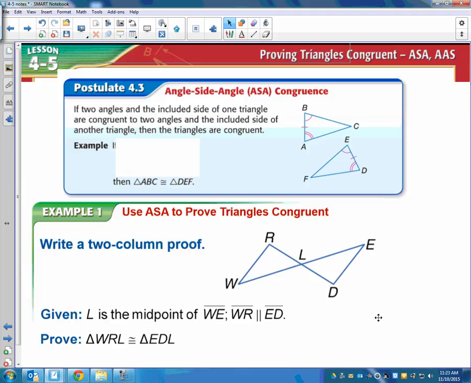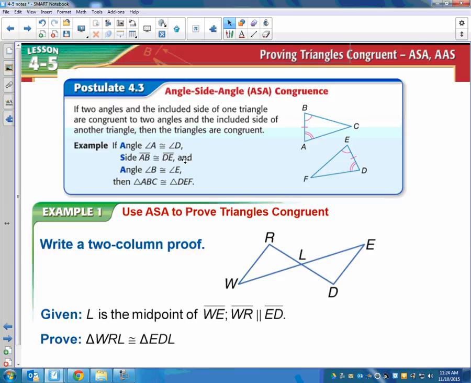Again, order matters, right? Side, angle, side, the angle is in between the two sides. Angle, side, angle, you have two angles and the side in between them, right? So it says if two angles and the included side of one triangle are congruent to two angles and the included side of another triangle, then the triangles are congruent. And again, it's up to you if you want to write all that down, but they're just telling you which ones correspond. Angle A goes with angle D, the side AB goes with the side DE, and angle B goes with angle E, which means we have another one that we can use to prove triangles.